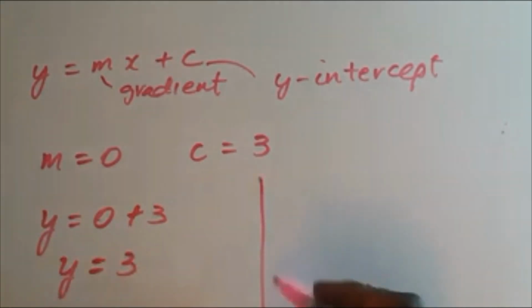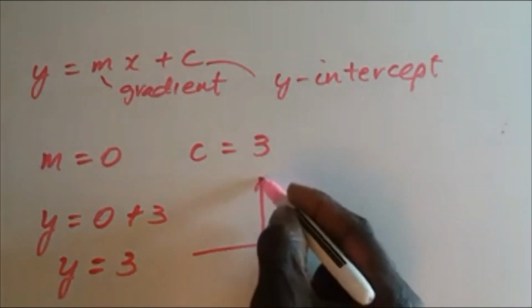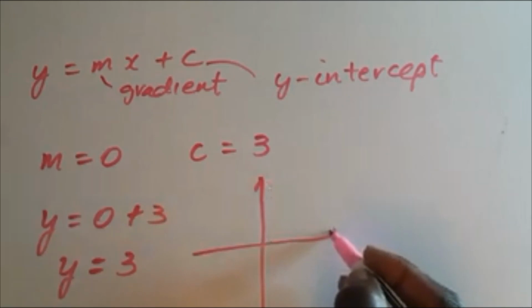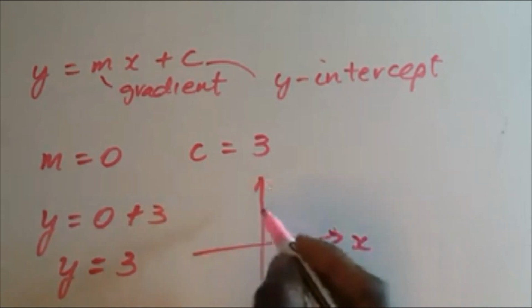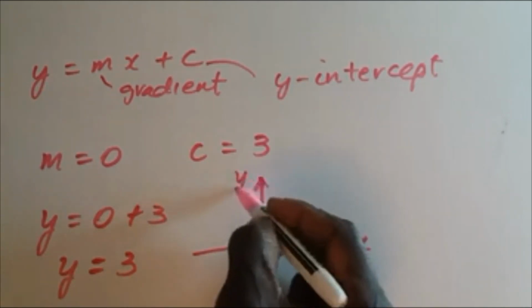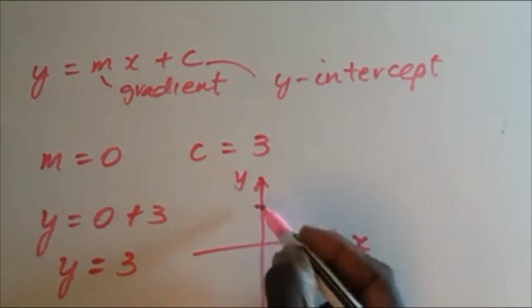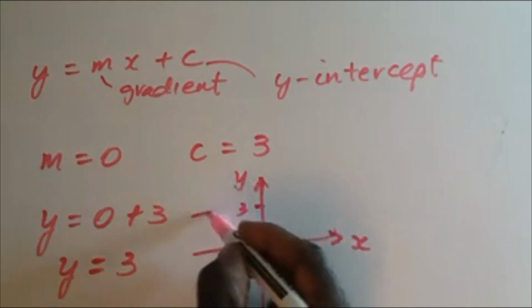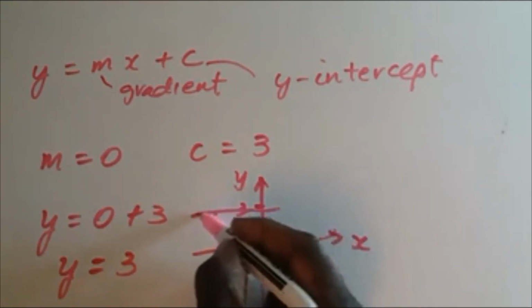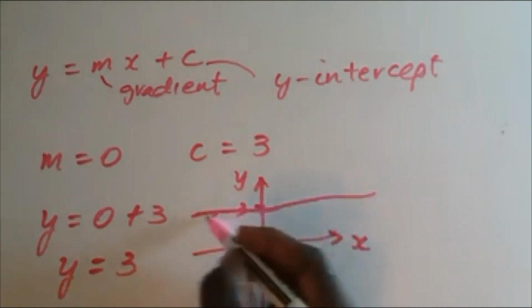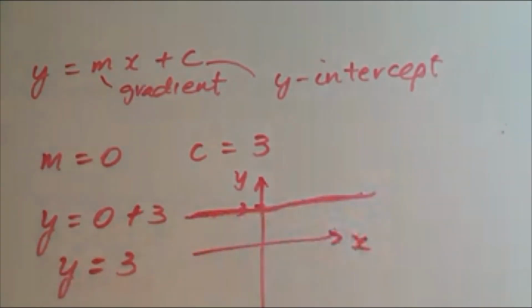If you were to do a sketch of this, this is the y-axis, and this is 3, we'll have the line going across like that, where the gradient is 0.